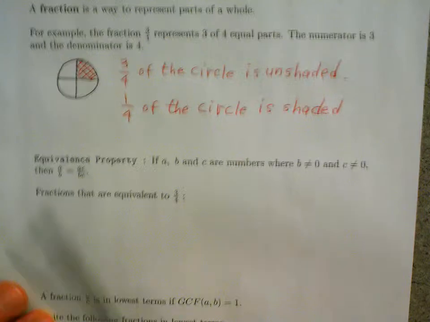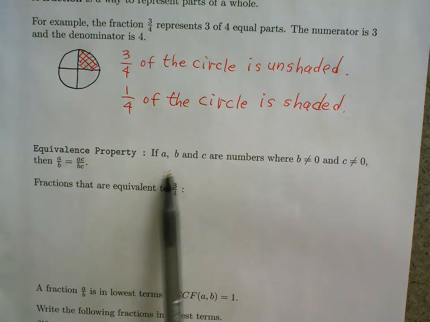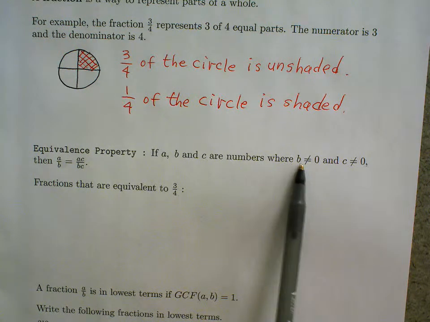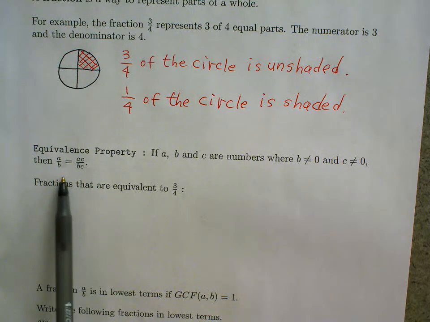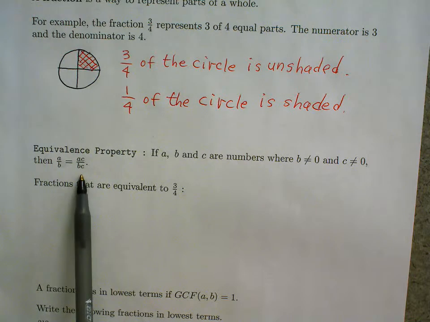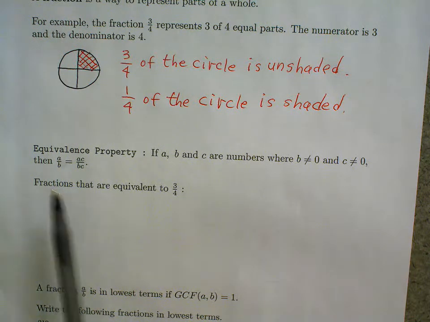We have an equivalence property for fractions. If A, B, and C are numbers where B does not equal 0 and C does not equal 0, then the fraction A over B is equal to the fraction A times C over B times C. Or perhaps more formally, we would say that the two fractions are equivalent, meaning that they represent the same quantity.